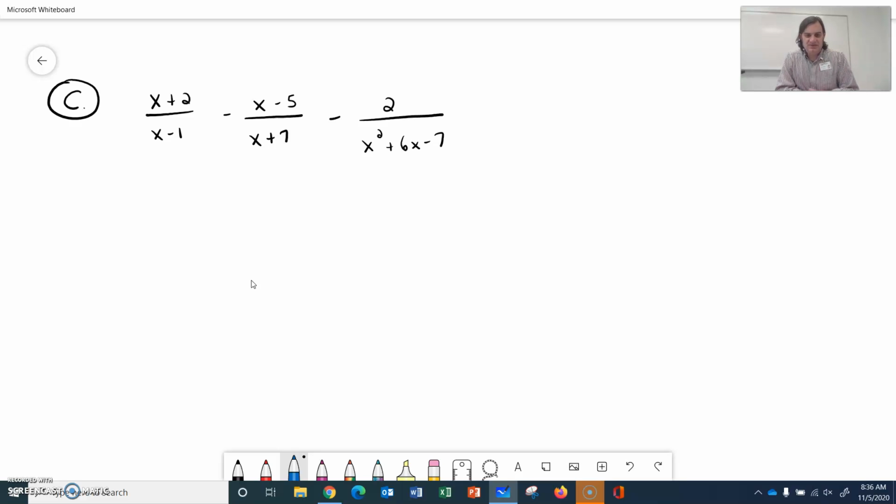So the thing we need whenever we're going to add or subtract fractions is a common denominator. So let's take the denominators and take a look at them.